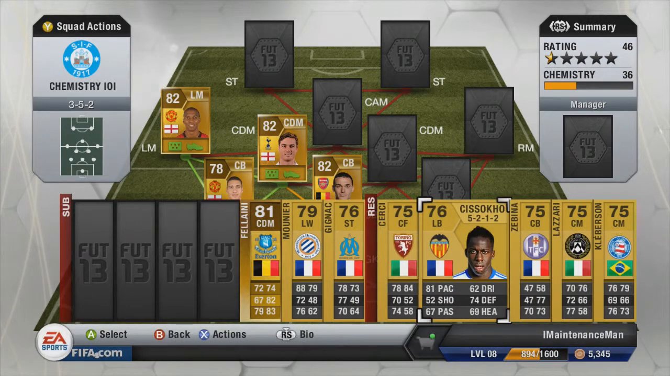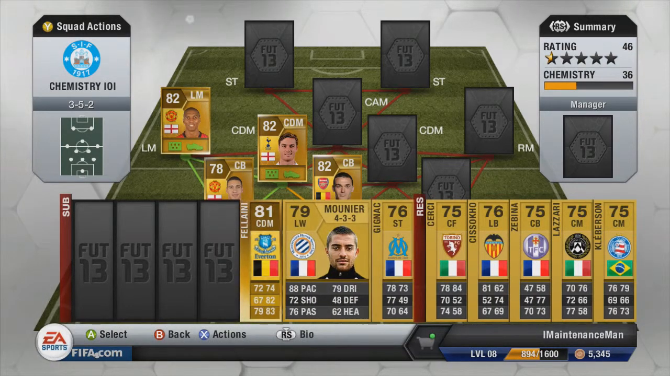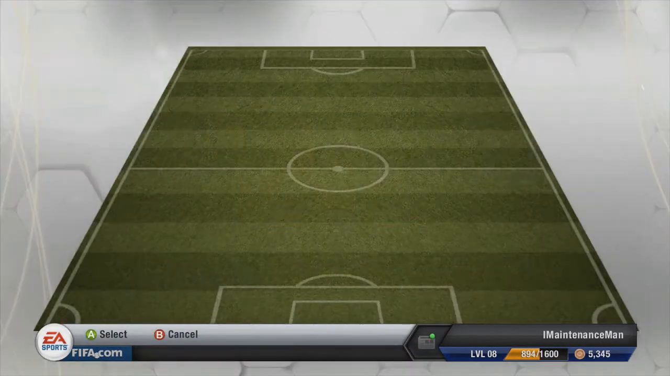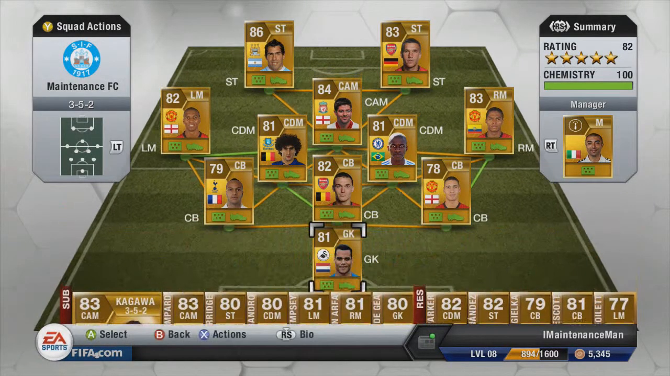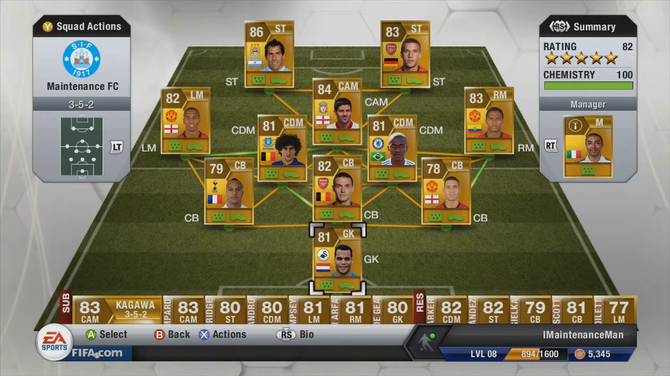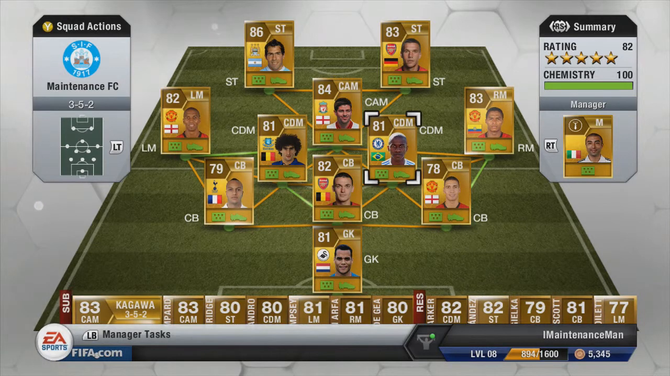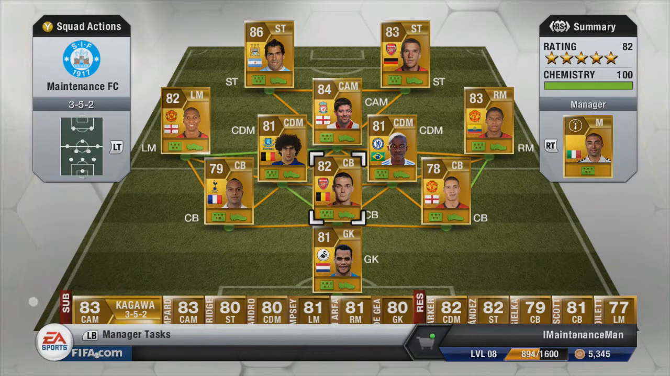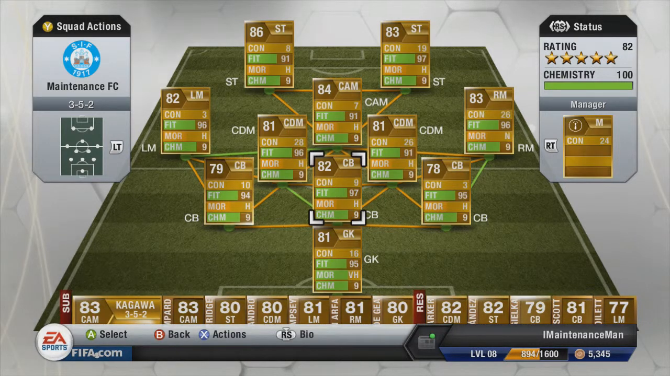Right, so now what we're going to do is take a look at my actual team, which I've been playing with, and we'll see that all of these players are from the Premier League. You can see between Chris Smalling and Valencia there's a green line because they both play for Manchester United, and the same between Fellaini and Vermaelen because they're both from Belgium. And all players have at least an orange line, meaning that each player will get 9 chemistry.